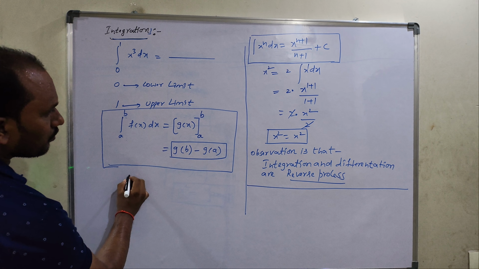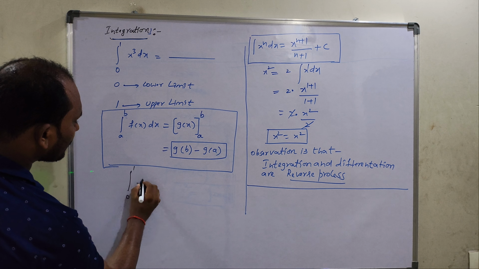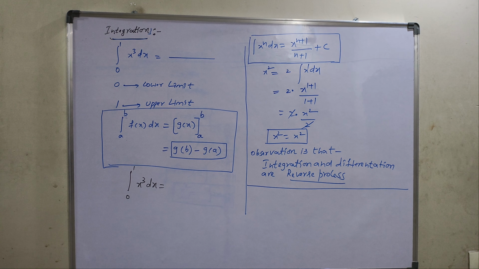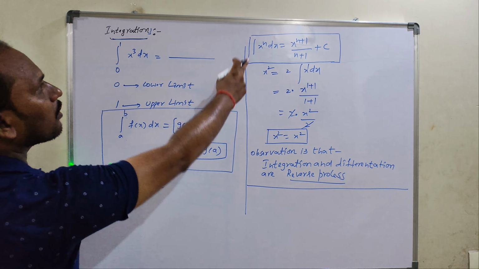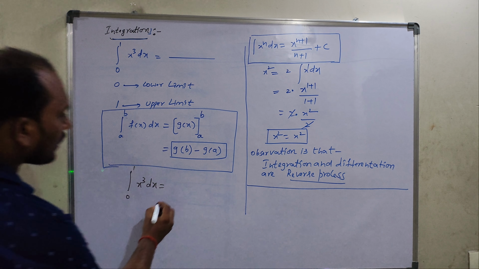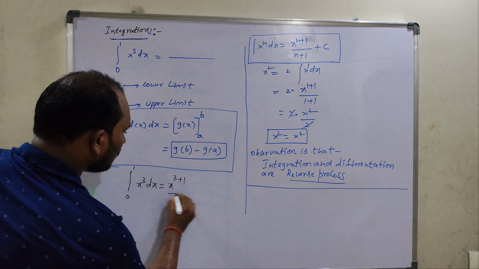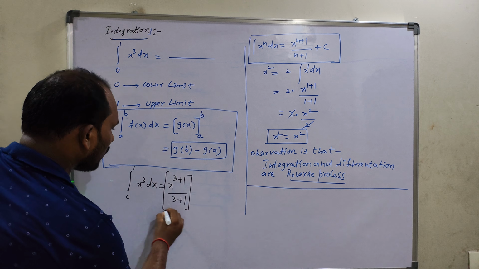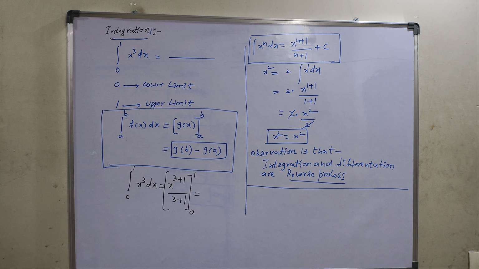So the integral from 0 to 1 of x cube dx. What do we get here? We have to apply that formula. What is the formula? X power n. What is the n value here? 3. So x power 3 plus 1 by n plus 1 in the denominator. Keep in mind, guys, the limits are from 0 to 1.